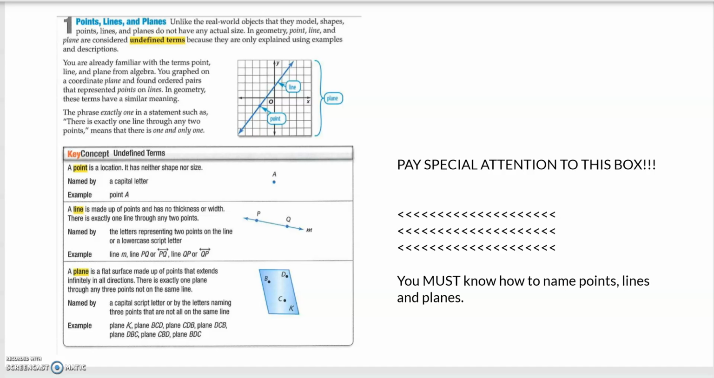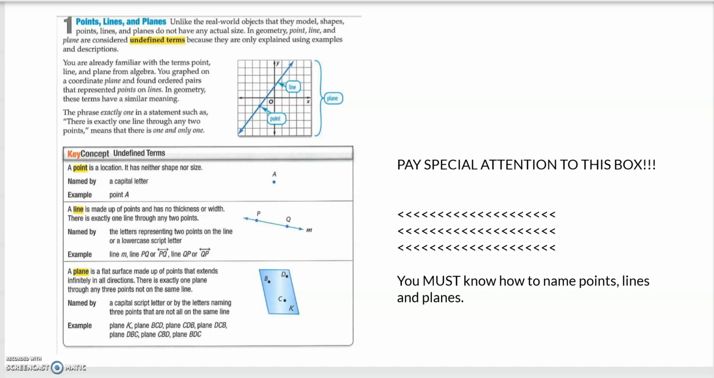Another way to name lines, however, is sometimes there's a little lowercase letter right next to the line. In this one, they've labeled it line M. So there's a third name for that. You could call it line PQ, you could call it line QP, or you could simply call it line M.